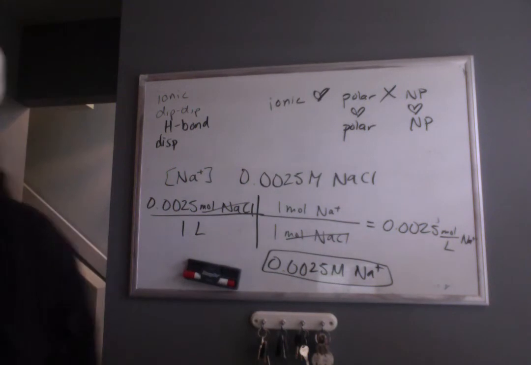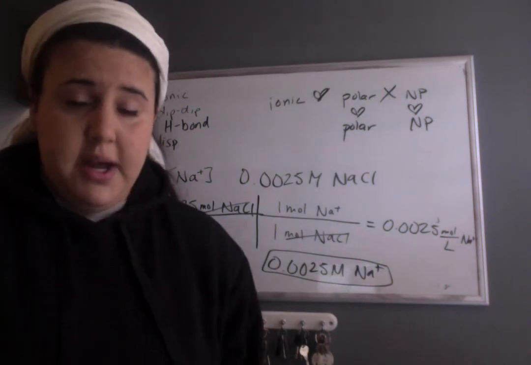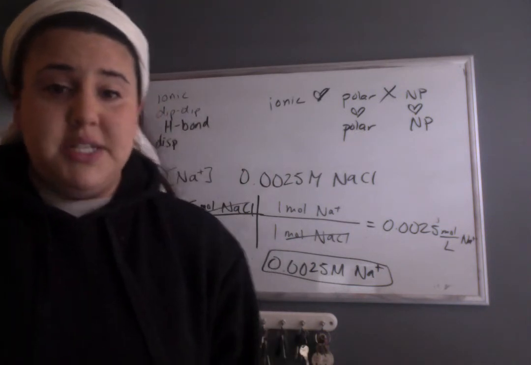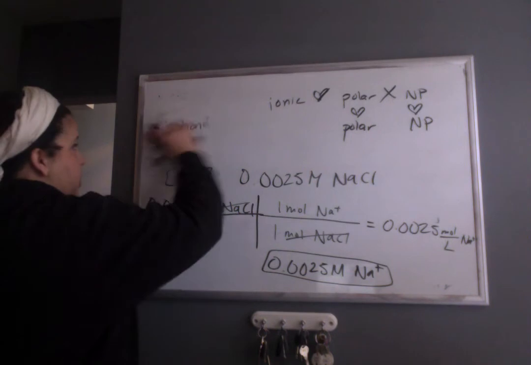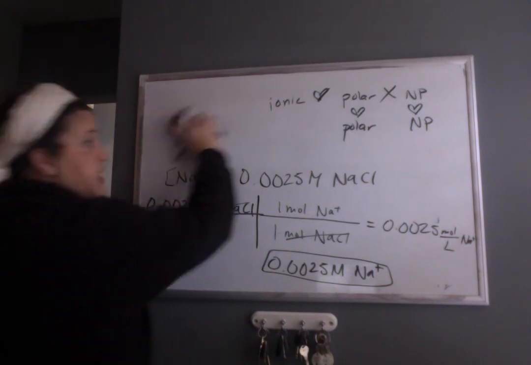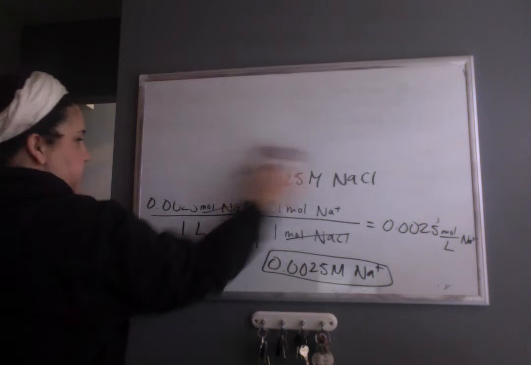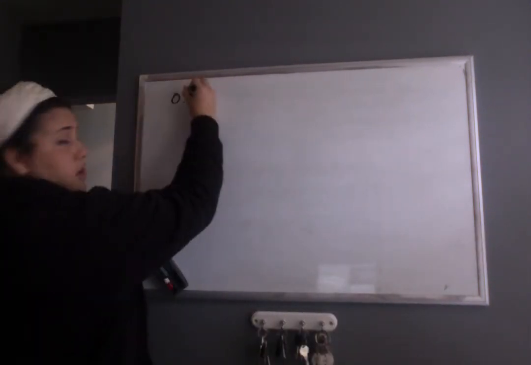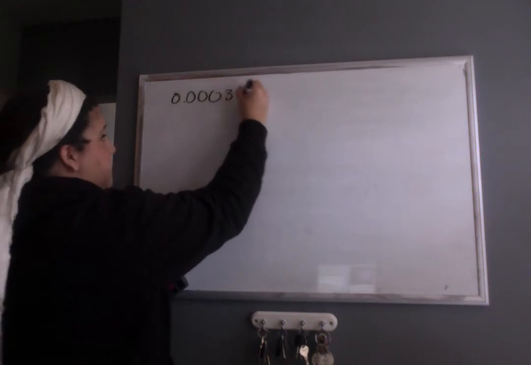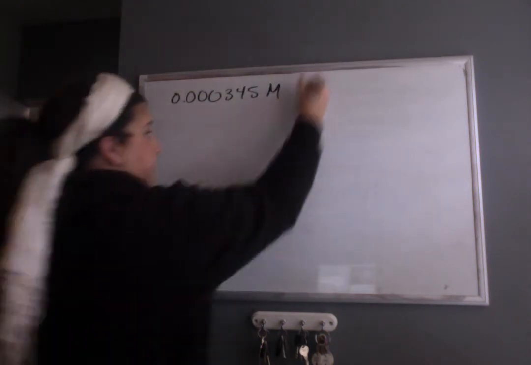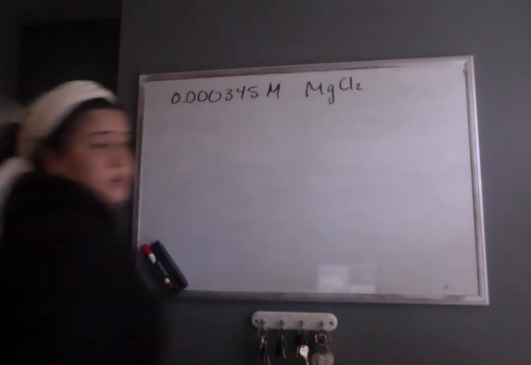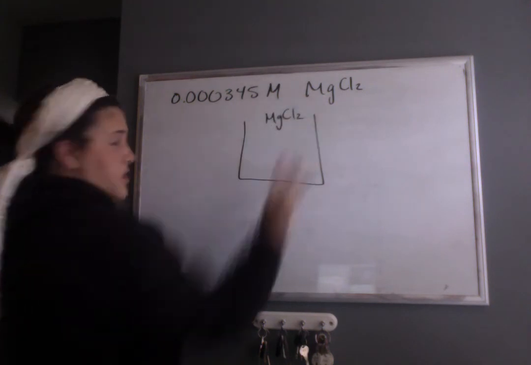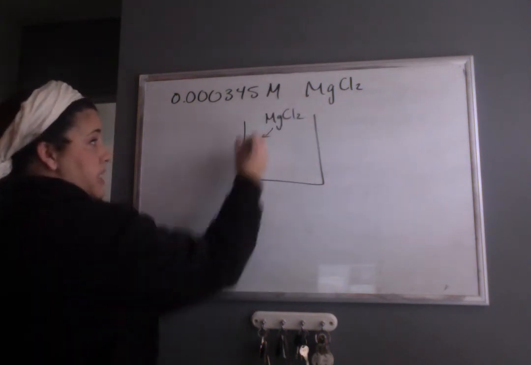All right, so that's pretty easy, but now we should be thinking about the second question. What is the concentration of chloride in a solution of 0.000345 molarity MgCl2? My apologies. So I should be thinking here, I've got this solution, 0.000345 molarity MgCl2.